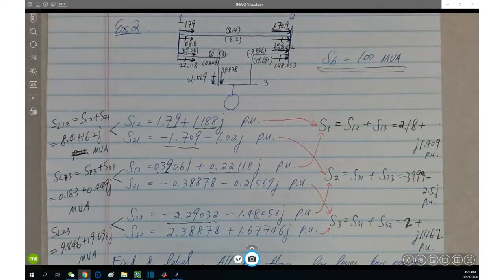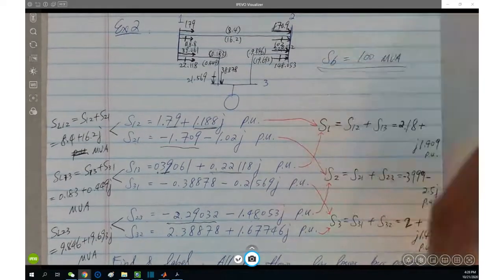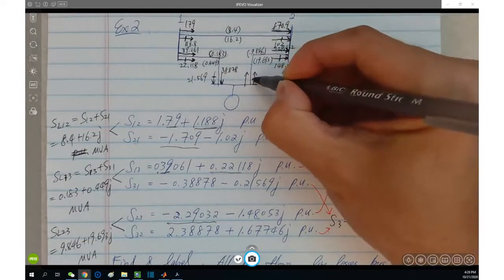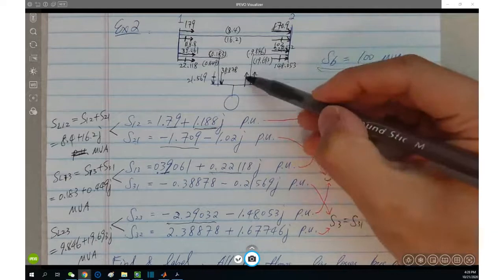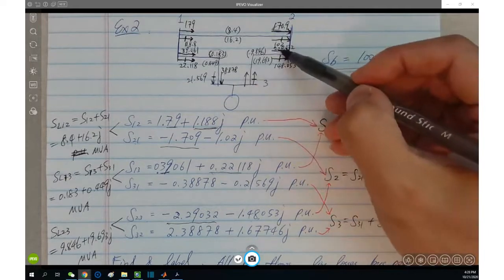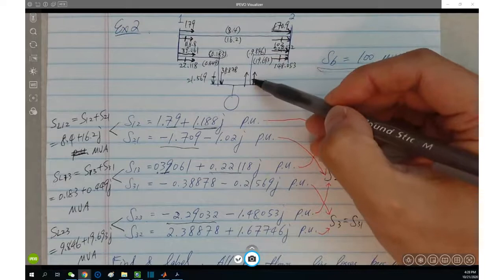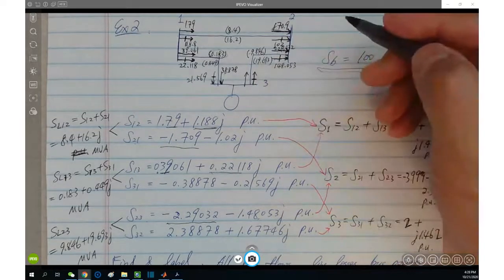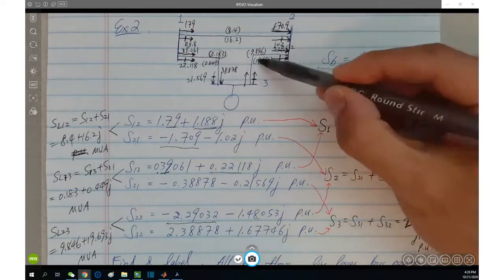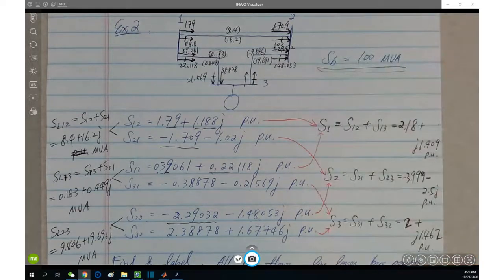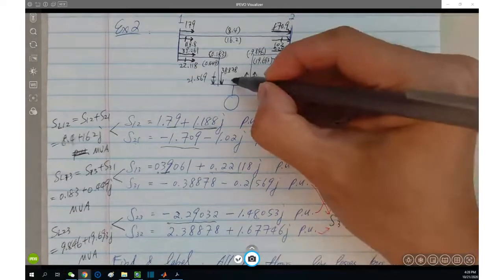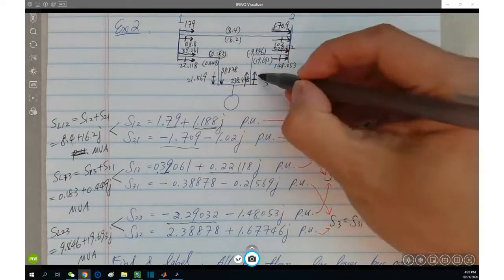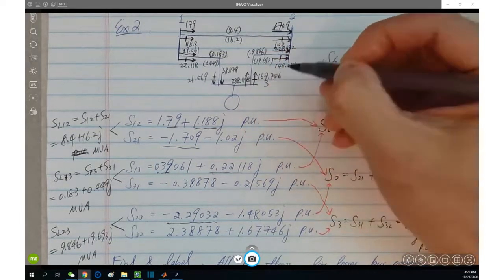The last one is 32, from 3 towards 2. Okay, positive. So above the line is active. Below this line is reactive. They're consistent. Always along the same line, same side. Active this time is 238.167.878. Reactive is 167.746. Right.